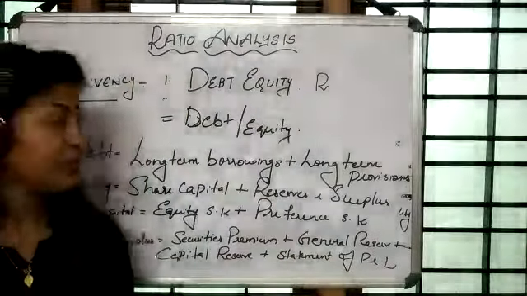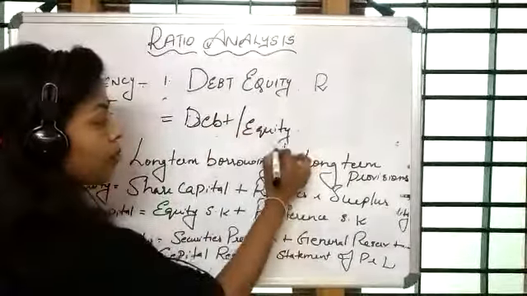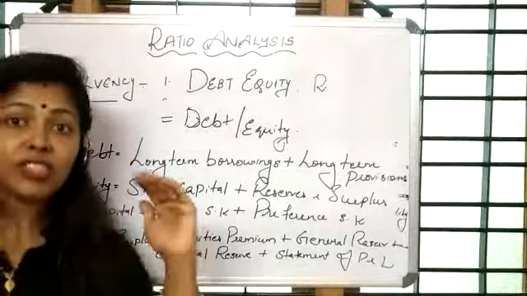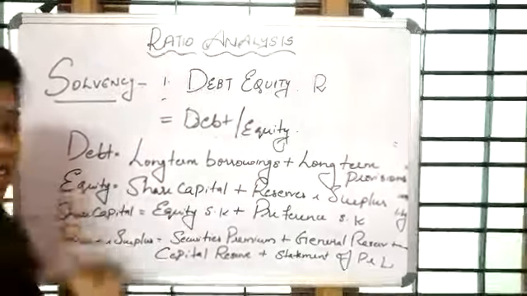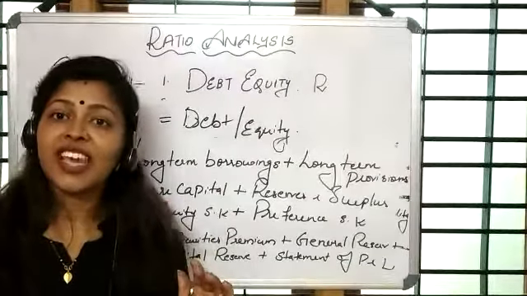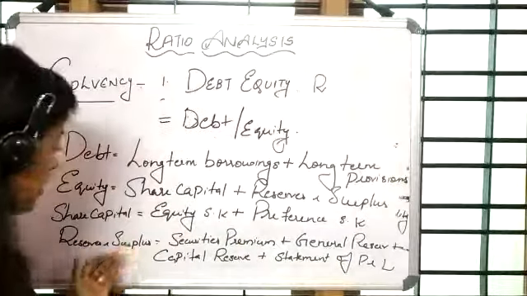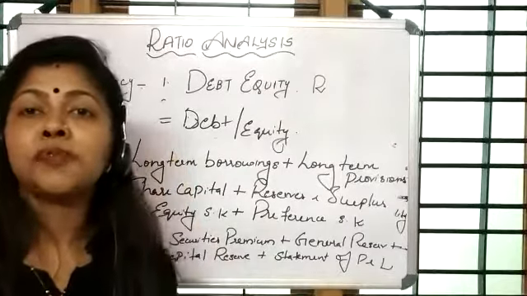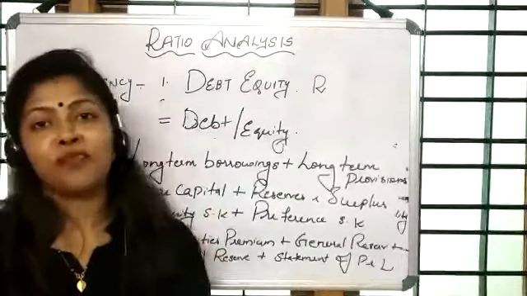Debt equity ratio can be found out by applying the formula debt by equity. So what is debt? Debt involves long-term debt, that is long-term borrowings plus long-term provisions. What is equity? Equity is equal to share capital plus reserves and surplus. Share capital is equal to equity share capital plus preference share capital. What is reserves and surplus? Reserves and surplus includes 4 items. What are they? Securities premium, general reserve, capital reserve and statement of P&L.